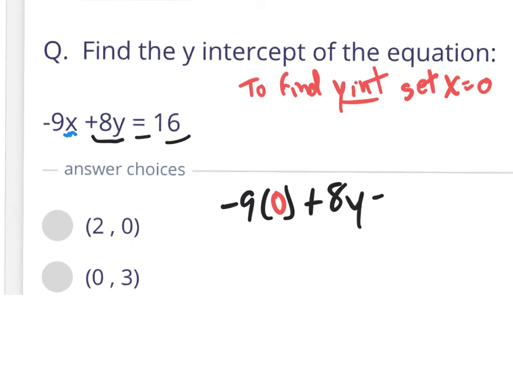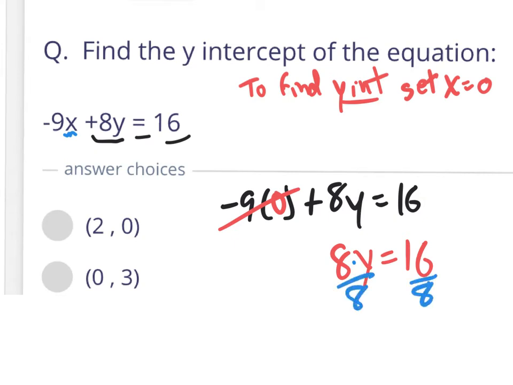And then we have the plus 8y equals 16. So you really have negative 9 times 0, which is 0. So you really have the equation 8y equals 16, which is really 8 times y equals 16. Let's divide by 8. Divide by 8, y equals 2. That's your y-intercept value. Now, notice that the answers are given in coordinate format.